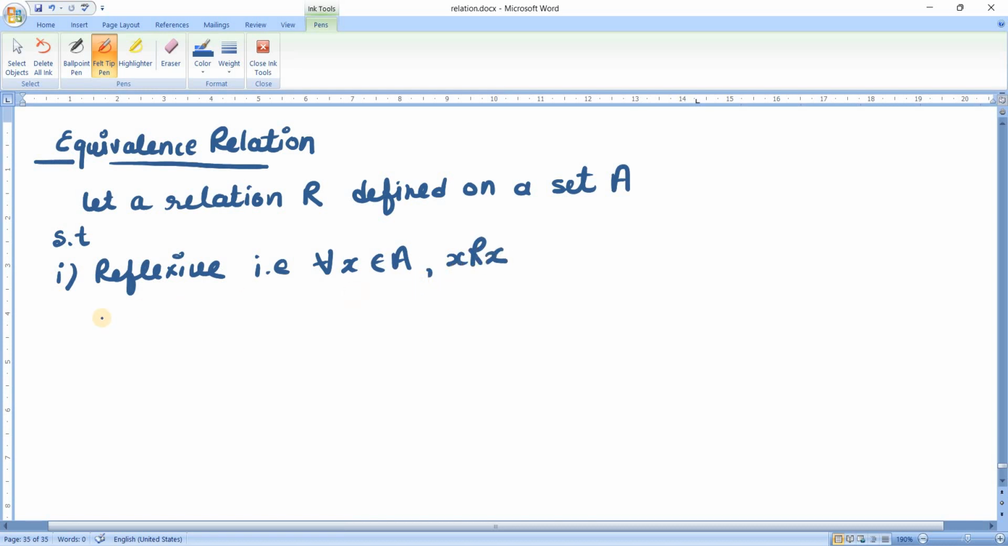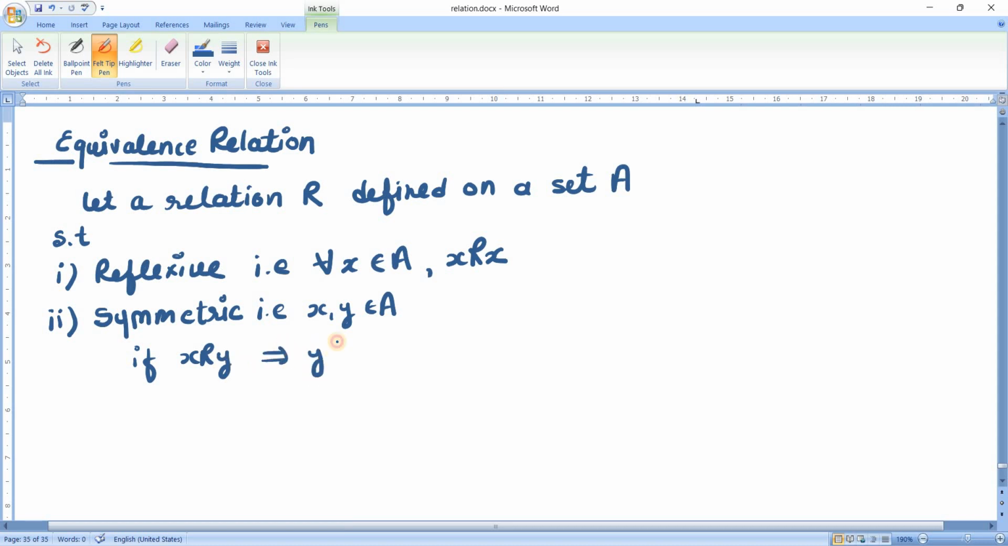So this is reflexive. The second condition is that the relation must be symmetric. We have already seen the definition of a symmetric relation with the examples as well. So this means for two elements, x and y, belonging to set A, if x is related to y, then y should also relate to x. This is the symmetric relation.